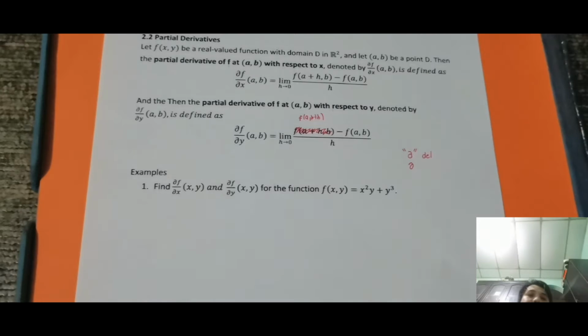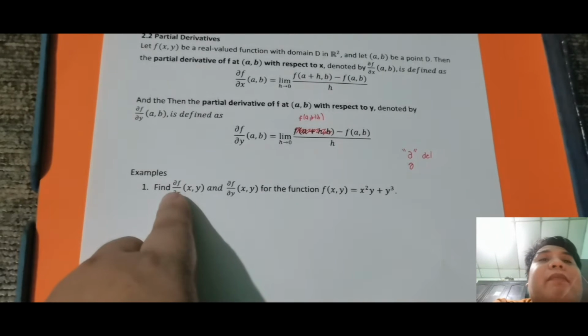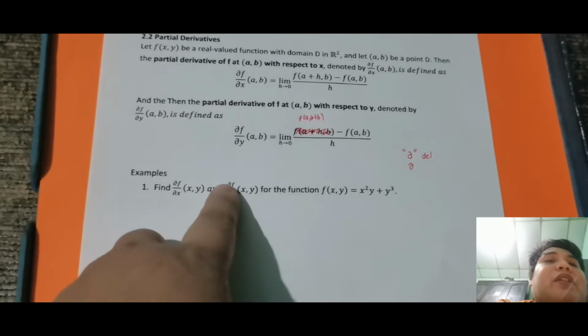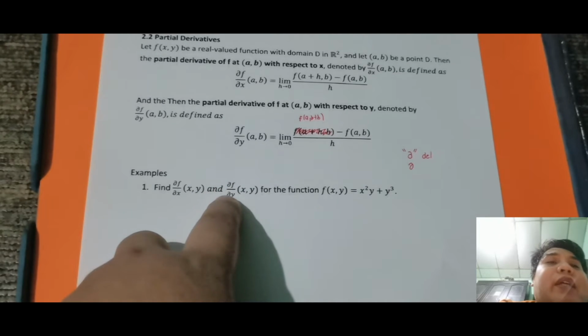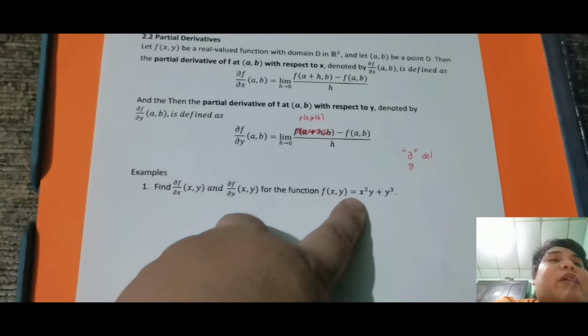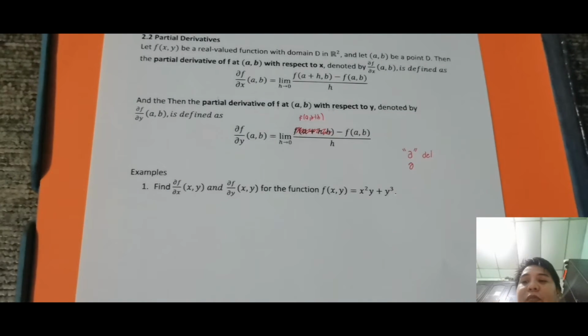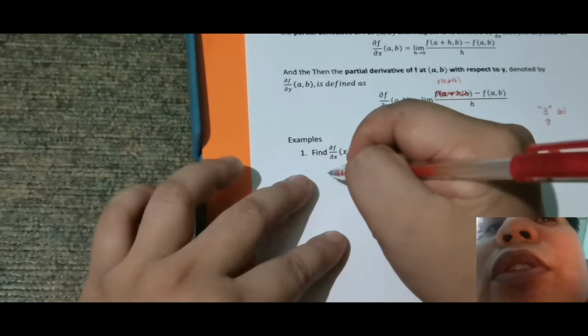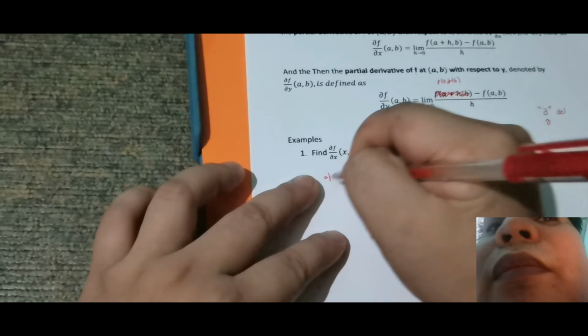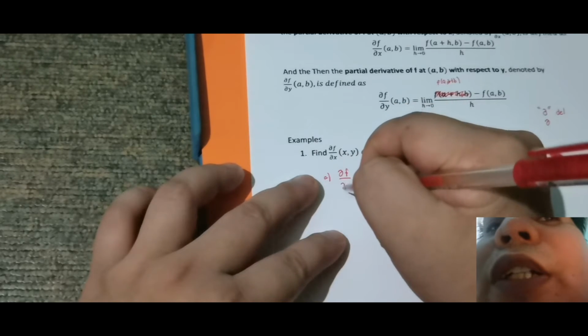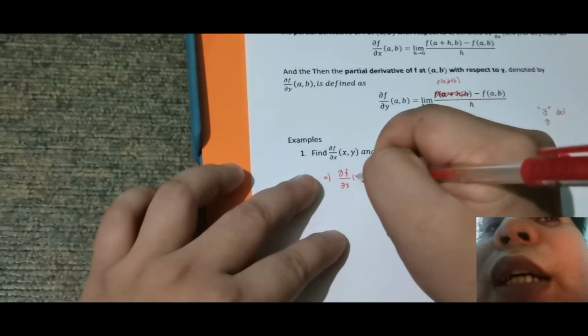Okay, so now let's proceed here. Find the partial derivative with respect to x of f of x comma y, for the function f of x comma y equal to x squared plus x squared y plus y cubed. Okay, so that's our function. For the solution, letter A, we have the partial of f over partial of x comma y.